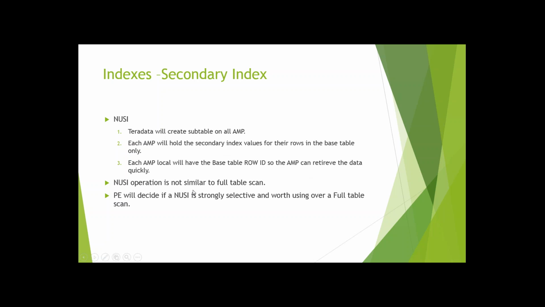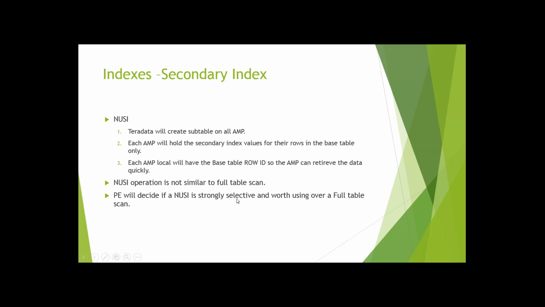NUSI is slightly different from a full table scan. The reason being, the parsing engine will decide if the NUSI is strongly selective and if it is worth using over a full table scan. A full table scan will actually access all the AMPs, whereas a NUSI, if it is selective, doesn't have to access all the AMPs. It could end up accessing just one or two or more than that. Maybe it needs to access all the AMPs if it is not strongly selective.